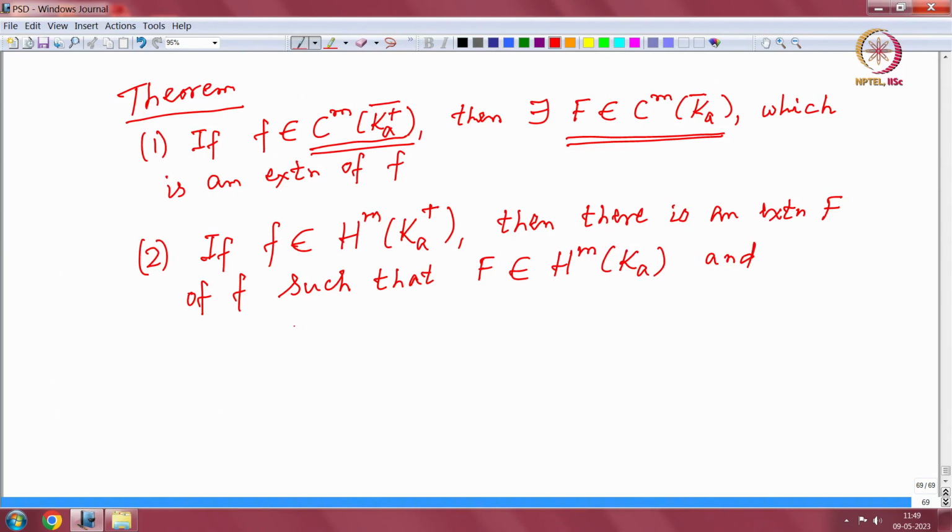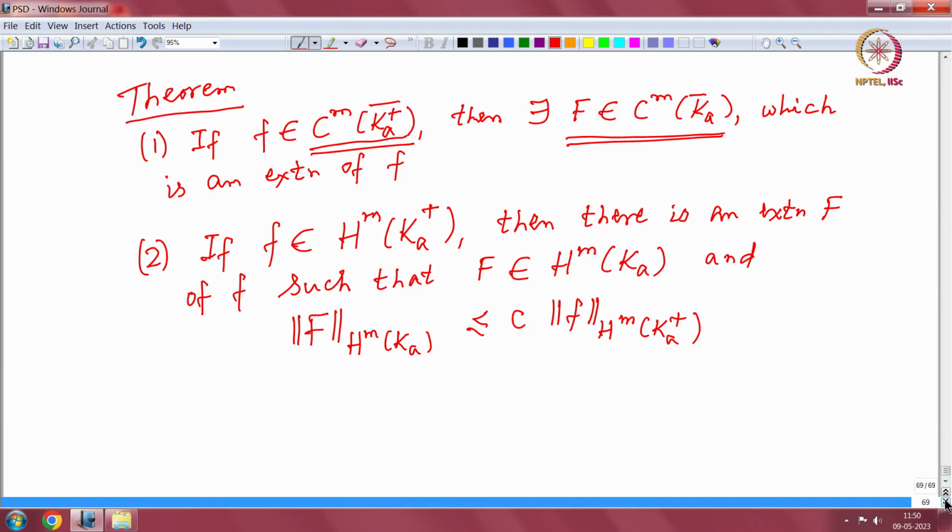So this norm is still controlled by a constant times the norm of f. Of course, the constant C does not depend on f. Okay. So, that is more important for us.